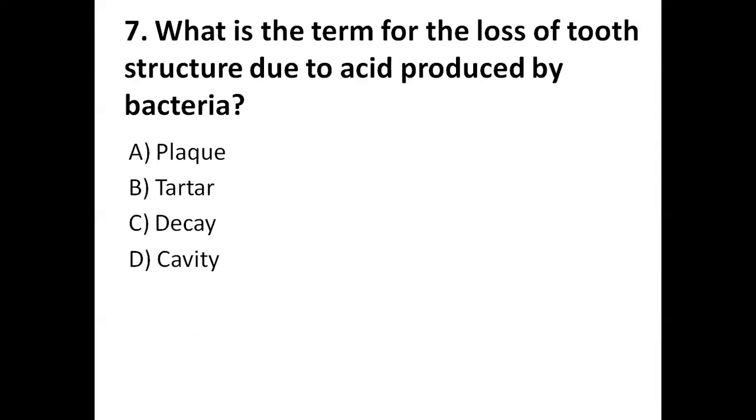Number seven, what's the term for the loss of tooth structure due to acid produced by bacteria? A, plaque. B, tartar. C, decay. And D, cavity. Ready for the reveal? Okay, the answer is C, decay.